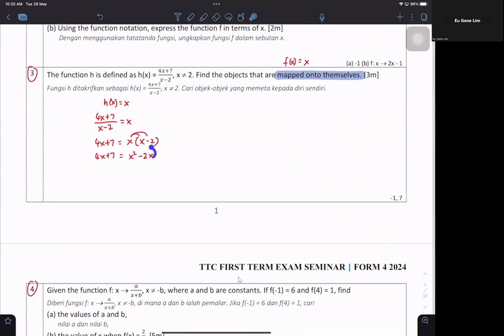Okay. Then bring everything over to the left and make it quadratic. Make it into general form. Everything bring over to the left. So x squared brought over becomes negative x squared. Negative 2x brought over becomes positive 2x.